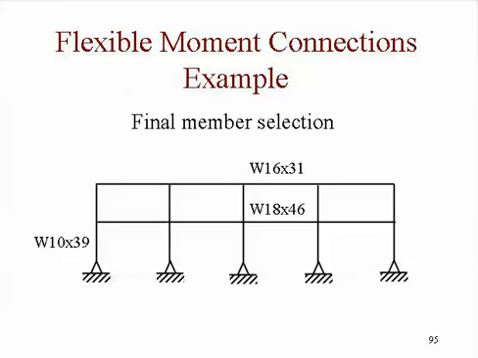And so we end up with this structure. Right? All the columns are W10 by 39. The beams are W16 by 31 and W18 by 46. All right? So, what kind of a conclusion do we draw from this?